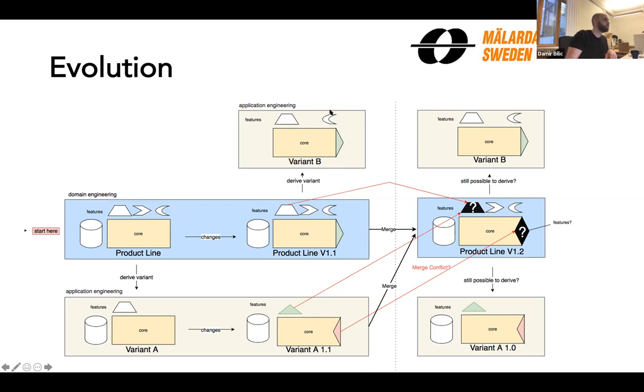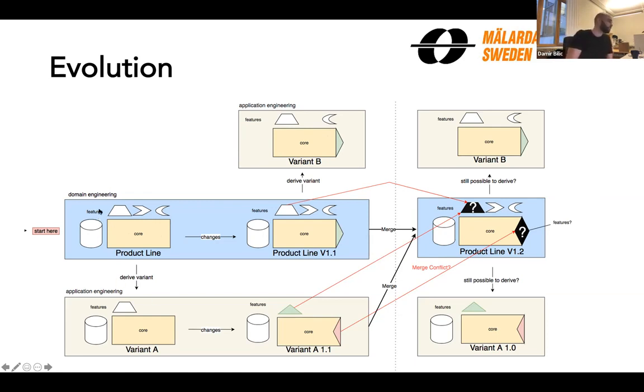So for example, let's say you need this variant B, and variant B has this green part which does not exist in the product line. So what you can do is change the product line, add the green part, and then you can generate variant B, and you see it has the core which has changed, and it has two features. So that's one option, and that's kind of the ideal option.